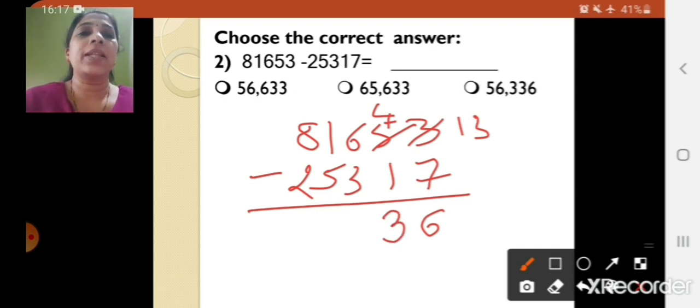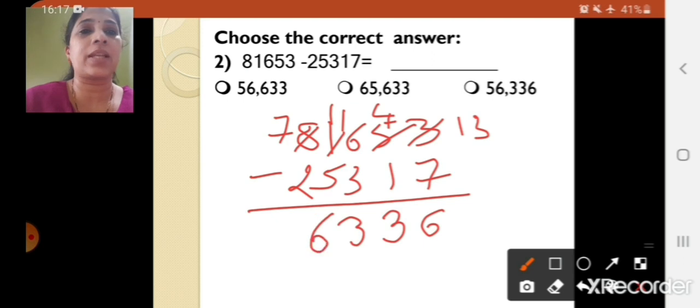Now what is the next digit? 6. 6 minus 3 is 3. Next digit is 1. So 1 minus 5, you cannot subtract 5 from 1. So you are going to borrow 1 from 8, right? So in the place of 8, it will become 7. And in the place of 1, it will become 11. So 11 minus 5 is how much? 6. So you will write down 6. And 7 minus 2 is how much? 5.